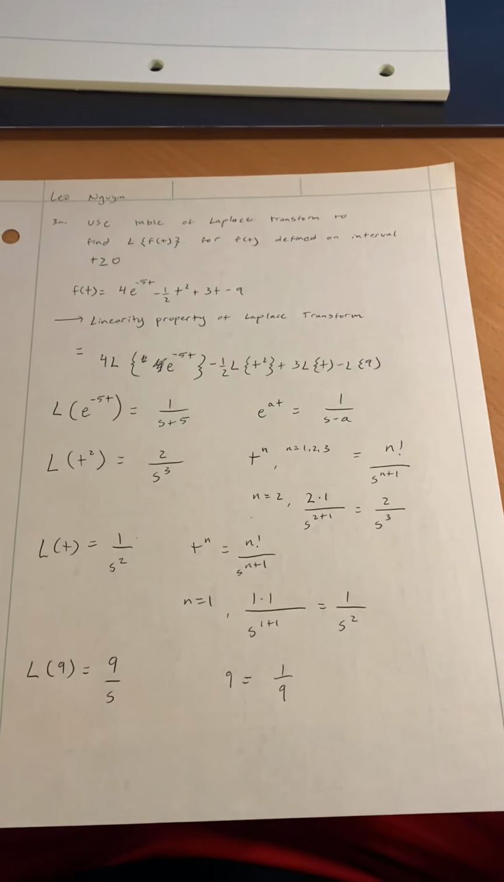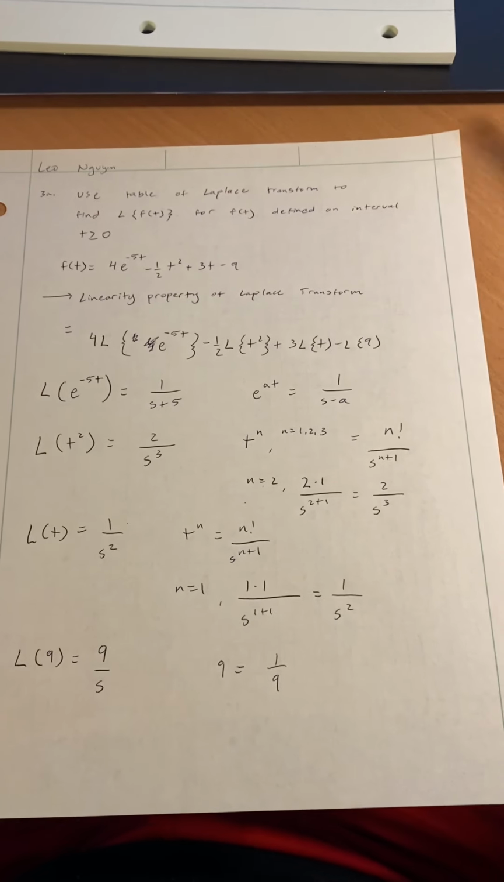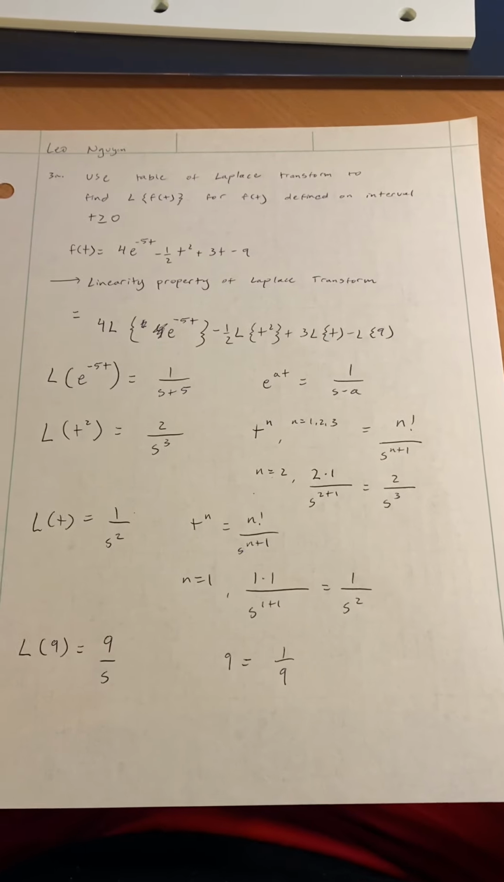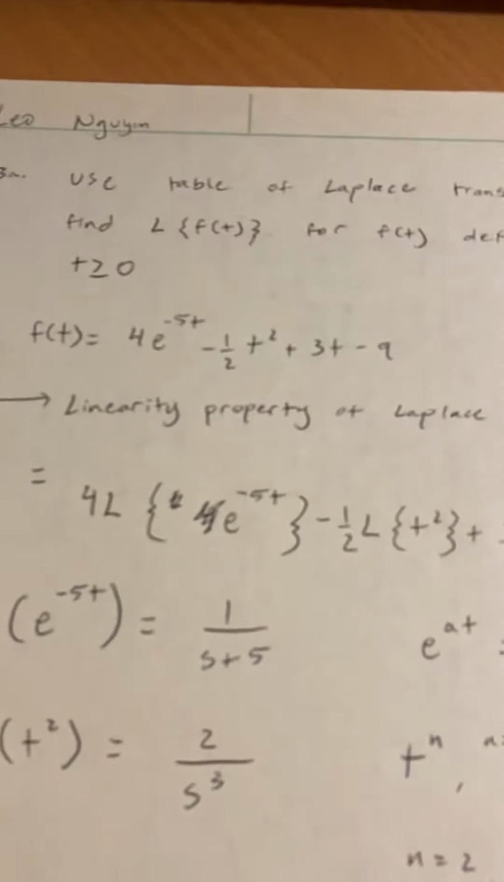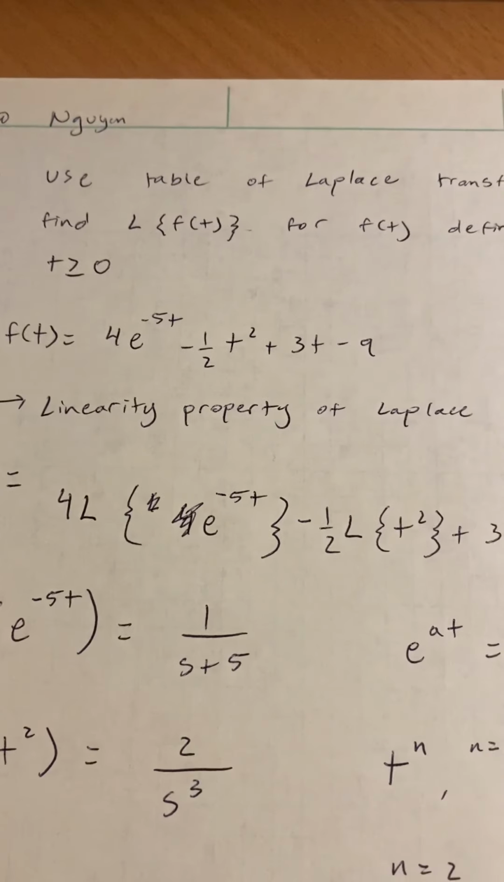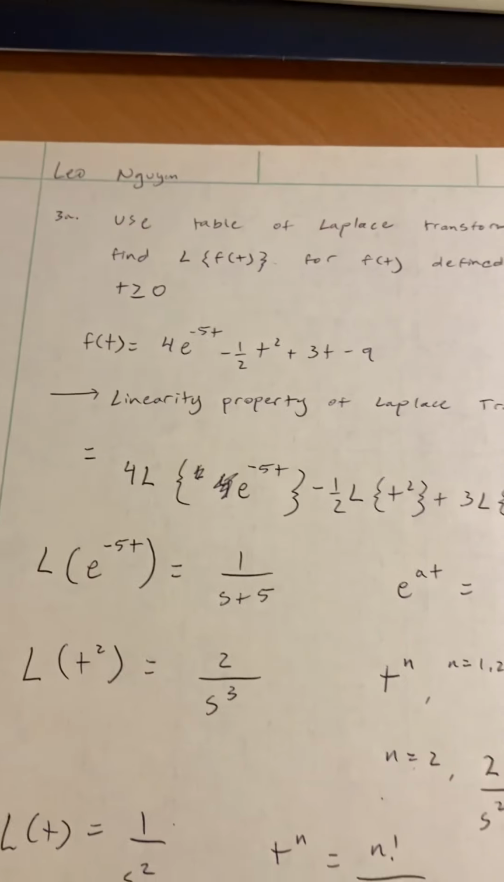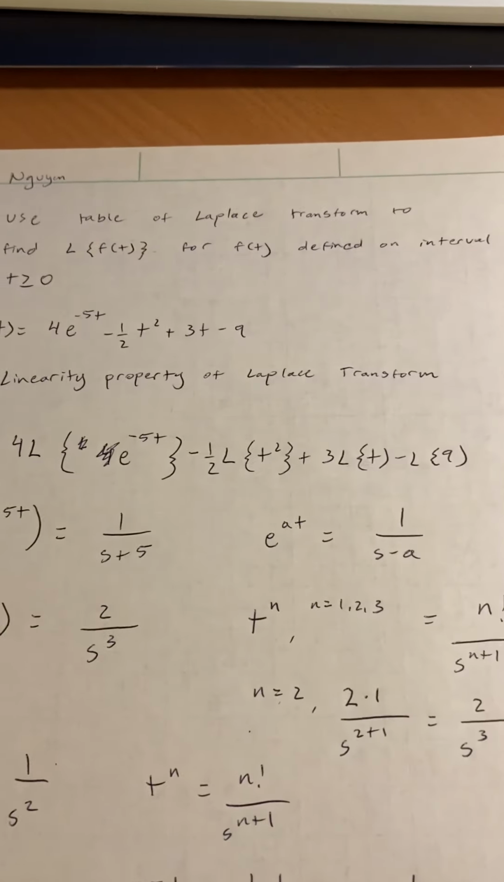Hey guys, this is the solution for number 3, what I got. What we're given is to use the Laplace transform, L of f(t), on the defined interval of t greater than 0. The first one we have is 4e^(-5t) minus 1/2 t^2 plus 3t minus 9. I noticed that this has a linearity property of the Laplace transform.